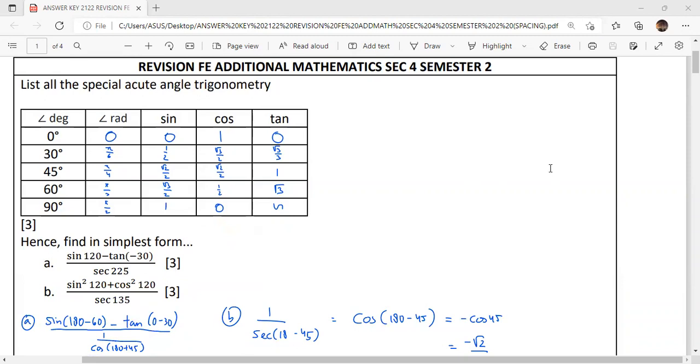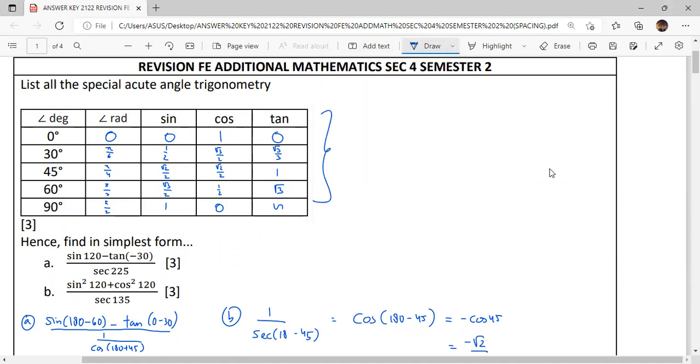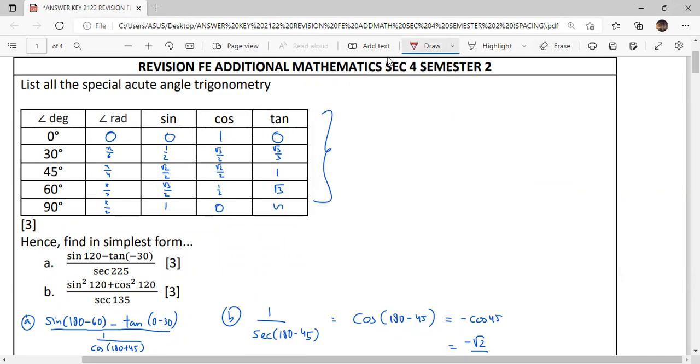So list all the special acute angle trigonometry. So how do you do this? If you want to solve this answer, this sine cos tan, what you need to do is memorize. This is the table that you need to memorize, and then you need to know the quadrant theorem. I think I need to use the other color, red color, to make sure that you understand that this is the theory.